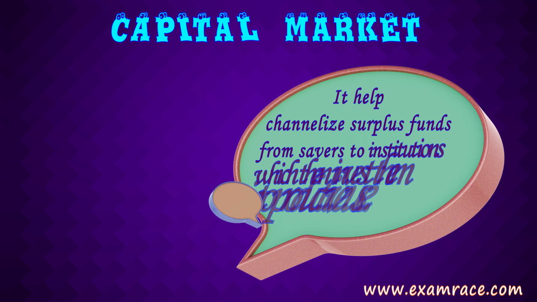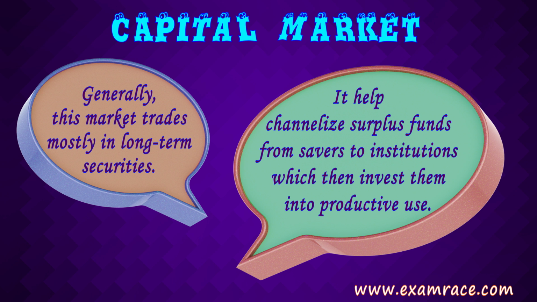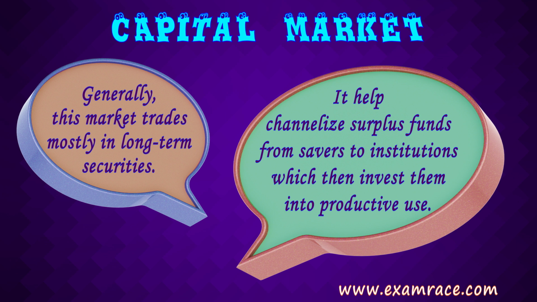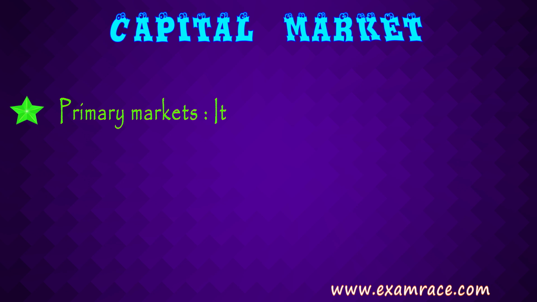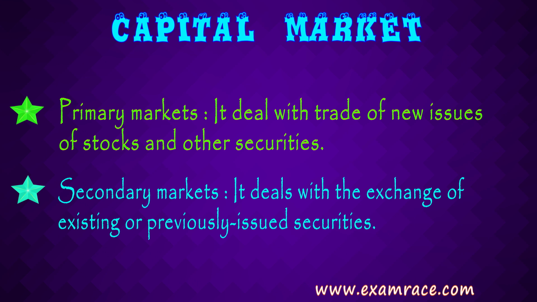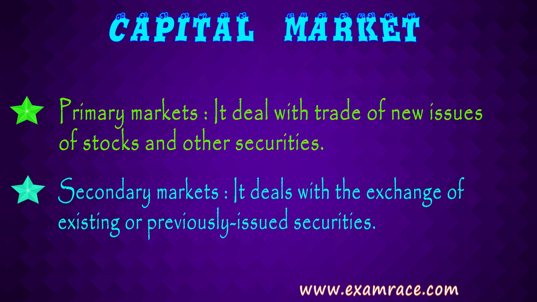And one of the primary functions of capital market is providing insurance against market volatility and price risk through derivative trading. And capital market consists of primary market and secondary market. Primary market deals with trade of new issues of stocks and other securities, whereas secondary market deals with exchange of existing or previously issued securities.